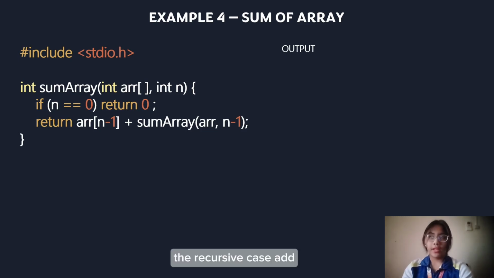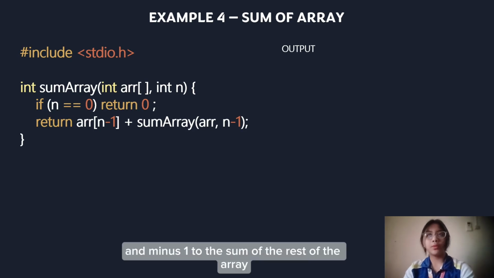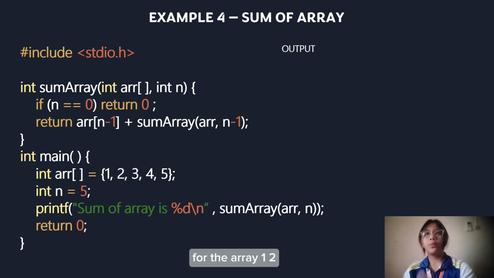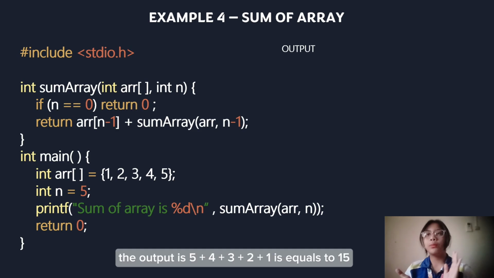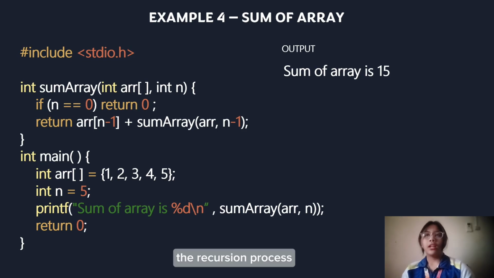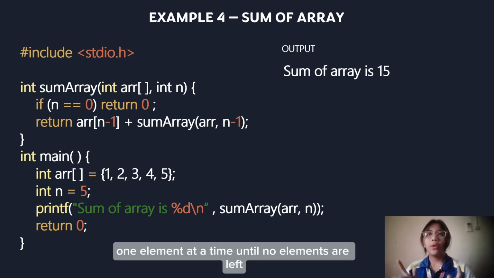The recursive case adds the last element, array n minus 1, to the sum of the rest of the array. The function reduces the problem size by decreasing n. For the array 1, 2, 3, 4, 5, the output is 5 plus 4 plus 3 plus 2 plus 1, which equals 15. The recursion processes one element at a time until no elements are left.